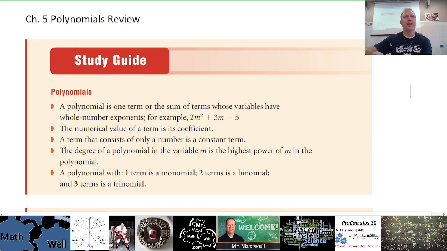I was just teaching the grade 11s. We're studying in-depth polynomials in grade 11 right now. So it's a good idea that you understand the basic parts of polynomials because they're going to come up a lot in math in high school.